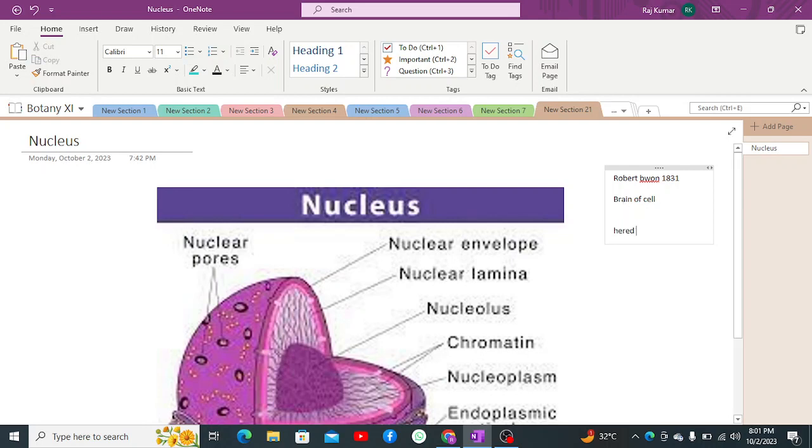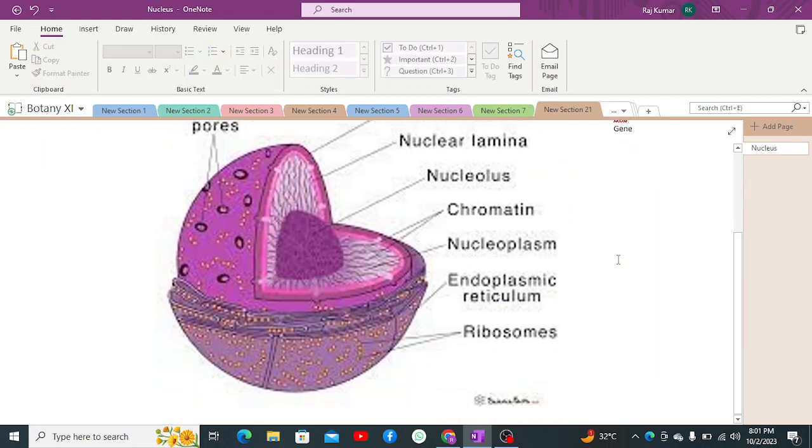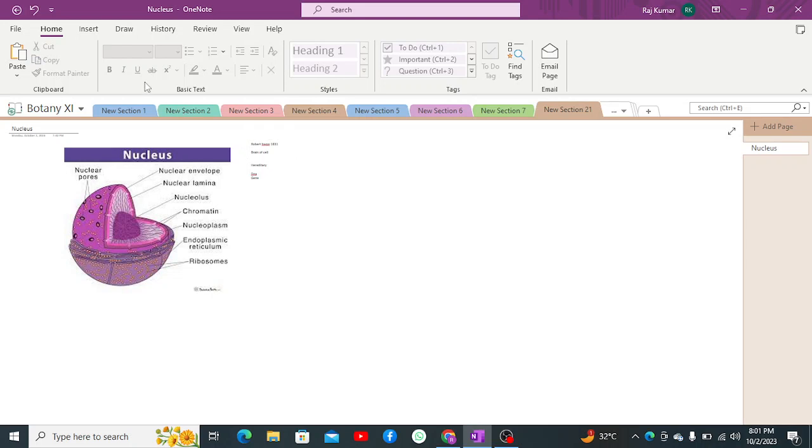Why? Because it contains the hereditary material, as we have previously known about it. What kind of hereditary material? DNA is present, which contains a special segment of DNA known as gene, in which the particular sequence occurs. So now we are going to discuss the structure of the nucleus.